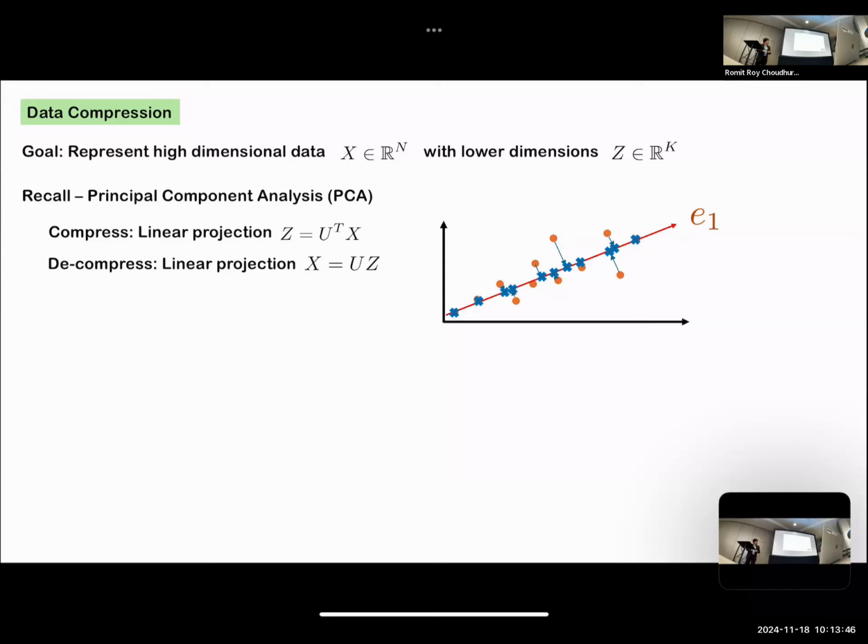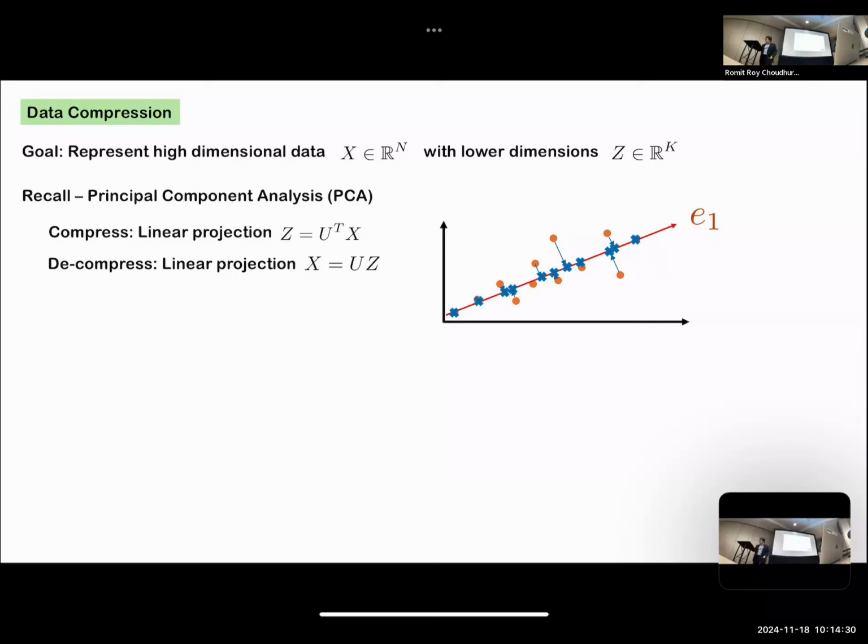This compression we call the linear projection, right? To compress data X to Z, we multiply it with a linear matrix U. In this case, U transpose is 1 by 2. So you can just multiply U transpose with X, and then you will get a 1D Z data. How do we reconstruct X from Z? You again multiply by U. So X equals U times Z, and U will be 2 by 1. And now you can put all these projection points back into the 2D space, and that's the compression.